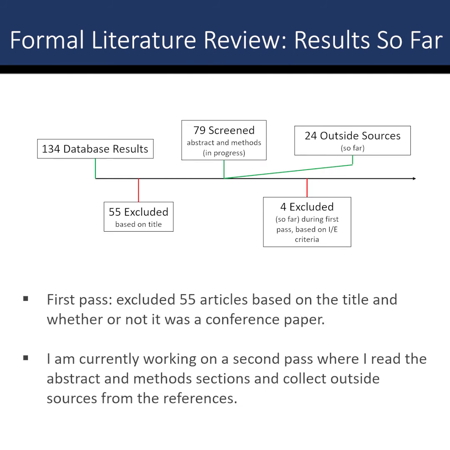The result of my initial search was 134 papers. I was able to exclude 55 papers just by reading the title and knowing that they were unrelated to what I was looking for or would not agree with at least one specification of my inclusion-exclusion criteria. Conference papers were also included in these 55. This left me with 79 articles to read and classify.